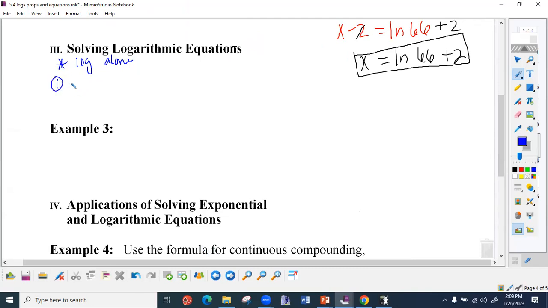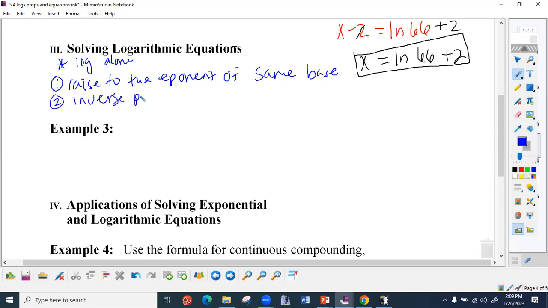This time we're going to, I'm going to say, I think I'm saying this correct, raise to the exponent of the same base. Okay, so we're going to raise it to the exponent of the same base. Then we're going to use our inverse properties. And then we're going to simplify. Okay. All right, so let's do an example together.